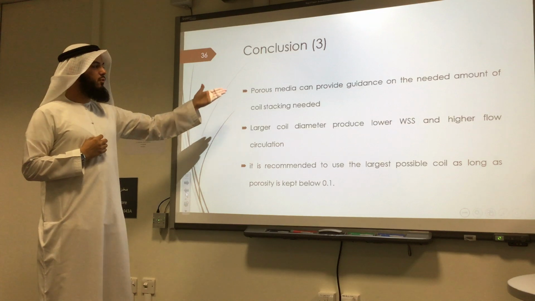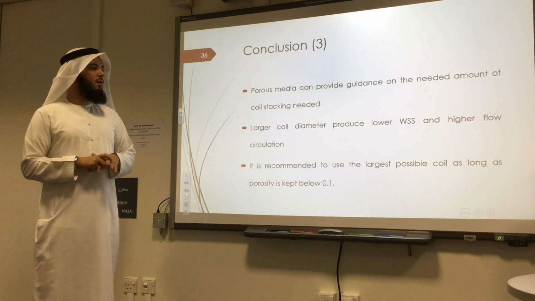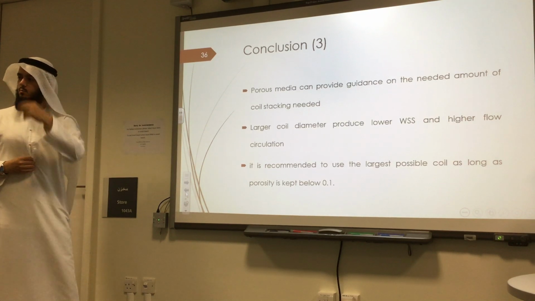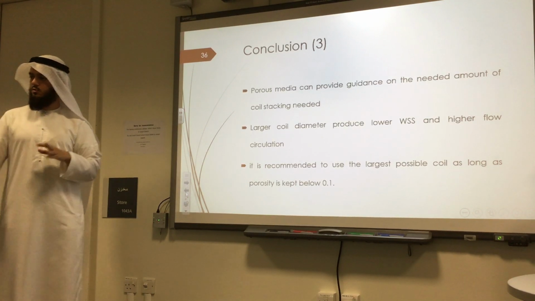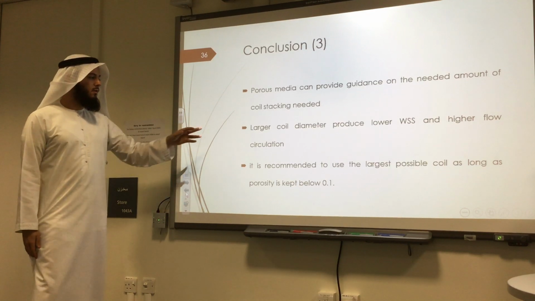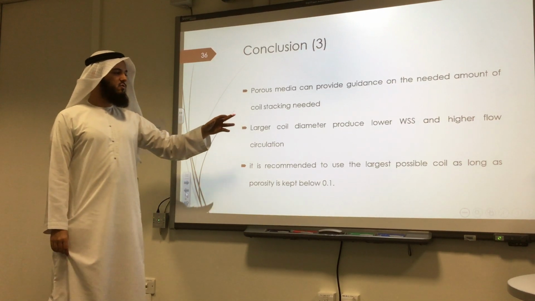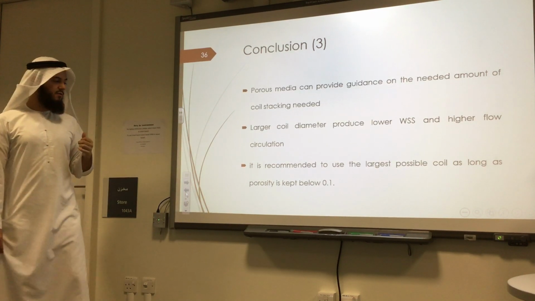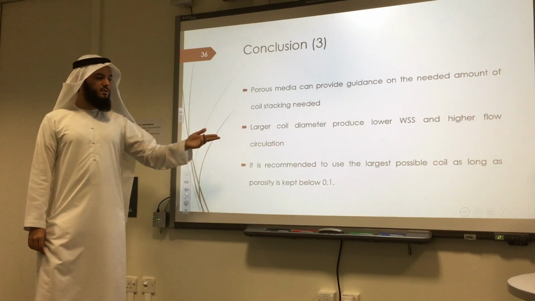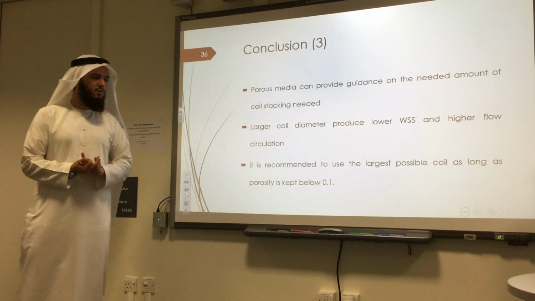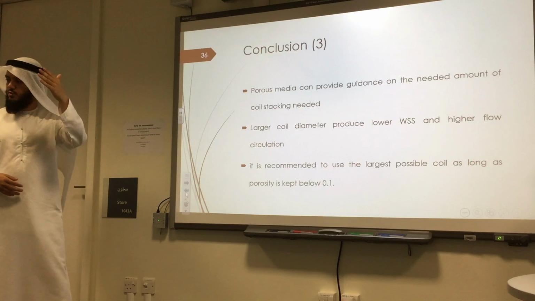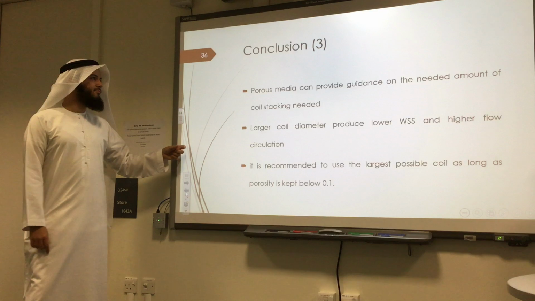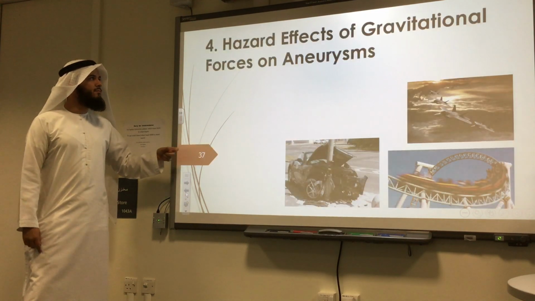Those are our conclusions. Porous media can provide guidance on the needed amount of coil stacking. Coil stacking is the inverse of porosity, but they use it as their terminology. So we use porosity. Large coil diameter produces lower wall shear stress and higher flow circulation. As you noticed in our previous diagram, it is recommended to use the largest possible coil as long as the porosity is kept low at 0.1, for example. So this is the end of our third study.